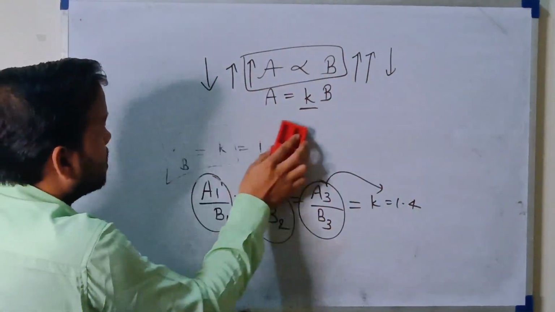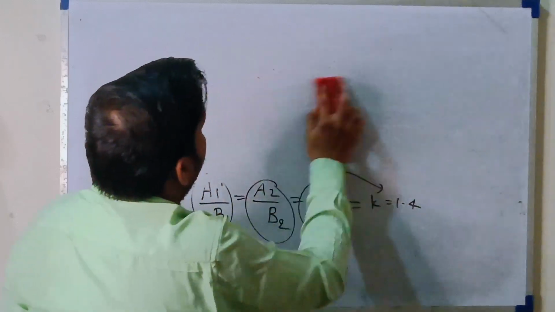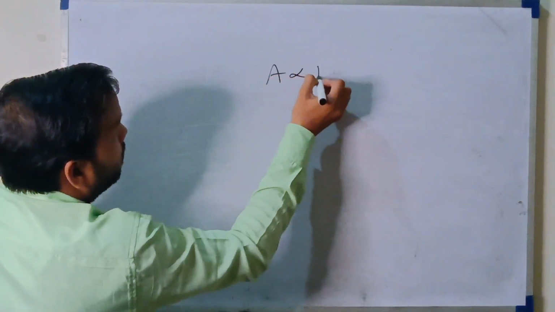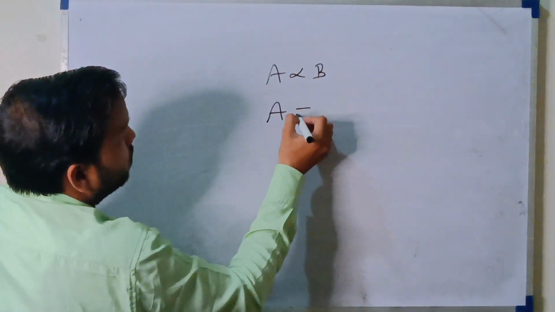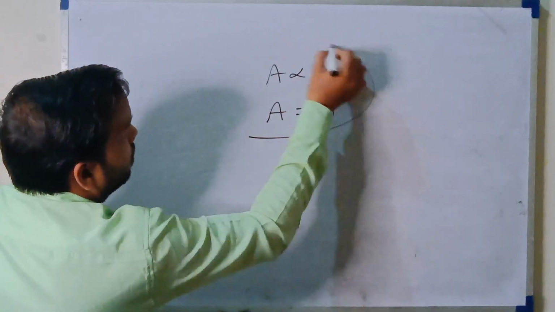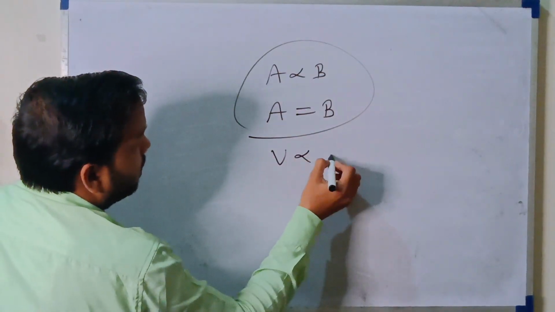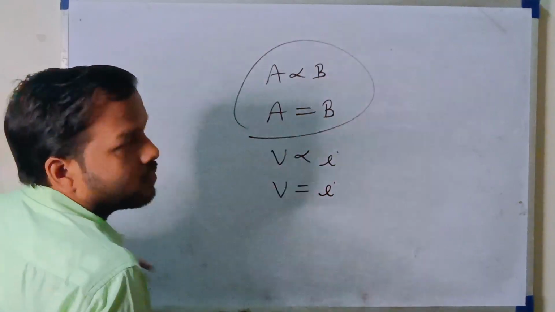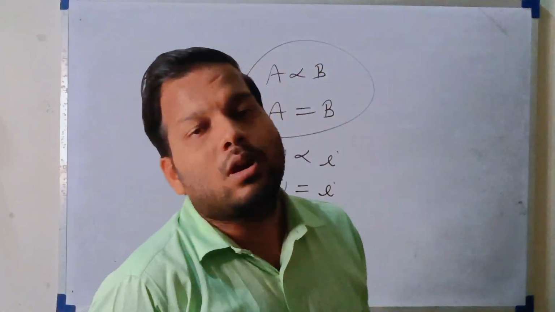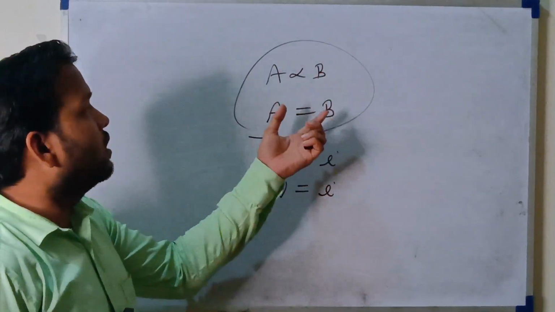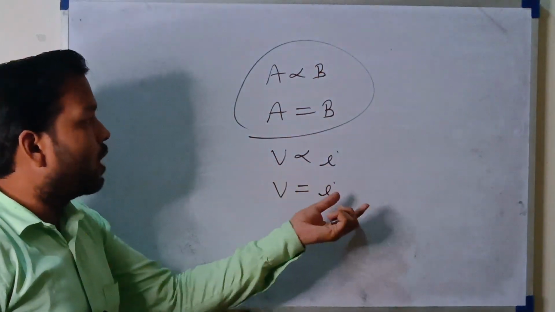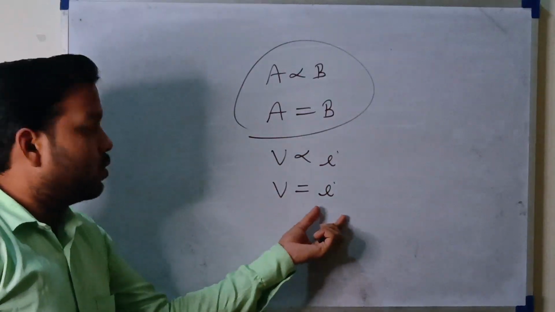Okay, again you must have a doubt like this: if A is proportional to B, then why can we not write A is equal to B? Or if V is proportional to I, then why can we not write V is equal to I? In your mind you must have a doubt like this.